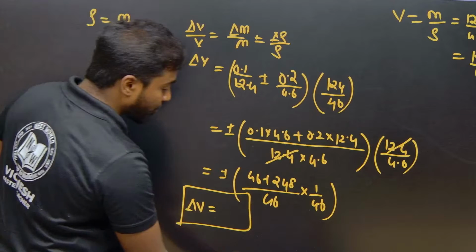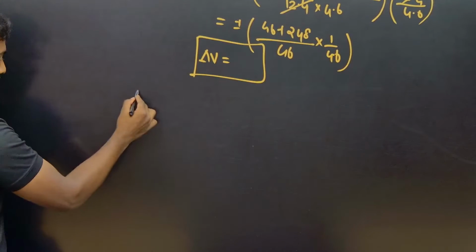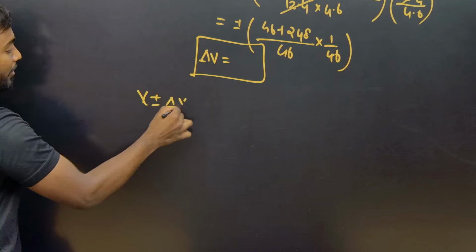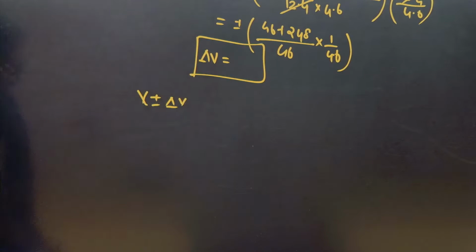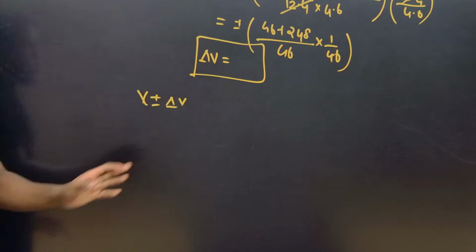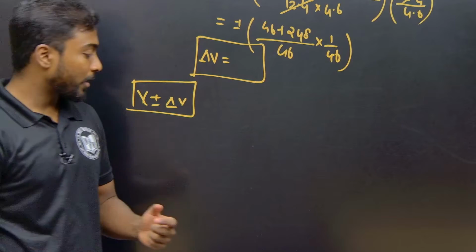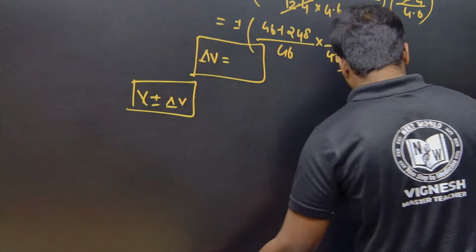Now I need to express the volume in terms of V plus or minus delta V. V I got as mass by density. Similarly, delta V also I got. So I can express it in terms of V plus or minus delta V. Okay, I'll give one more problem, you can try that one.